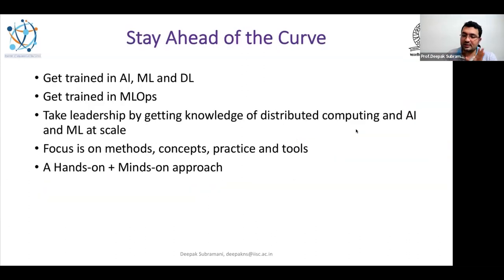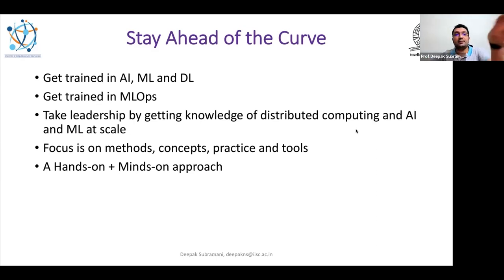To stay ahead of the curve, you must get trained in AI, ML, DL, and get trained in MLOps, and you must take leadership by getting knowledge of distributed computing and AI and ML at scale. You must not be following others. Two years later, when distributed computing and federated learning become popular in production, you must not be left behind. We will be teaching you futuristic technologies, and technologies that can be put into production today. So if that problem exists, you can take that and put it into production.